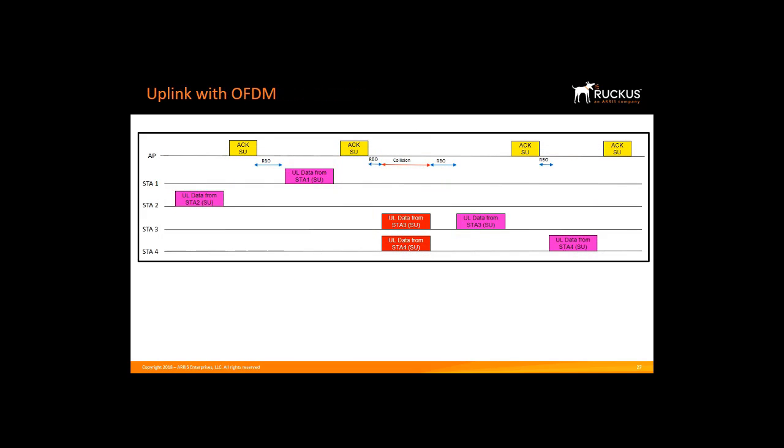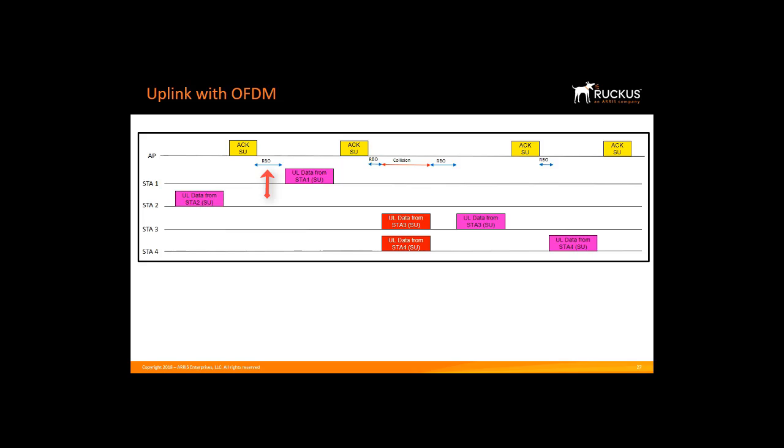Let's look at it from the OFDM uplink point of view. In this example, 4 devices are trying to transmit data to an AP on an 80 MHz channel. In the traditional 11ac world, the way it would work is all 4 clients would compete for the medium. In this example, we'll assume that Station 2 wins. Station 2 transmits its data, and then the AP sends an acknowledgement back to Station 2.